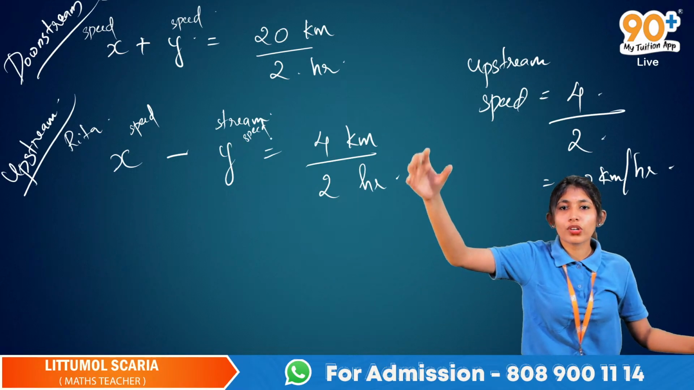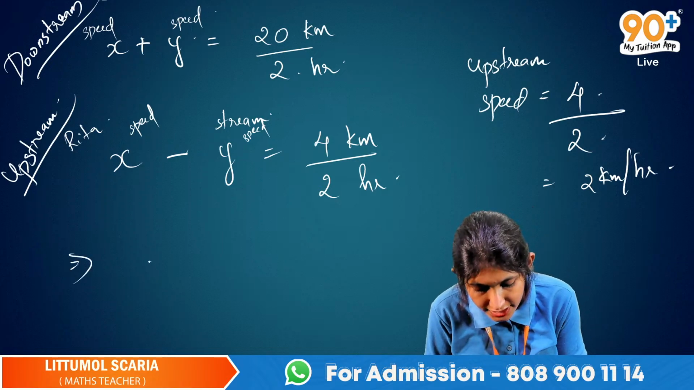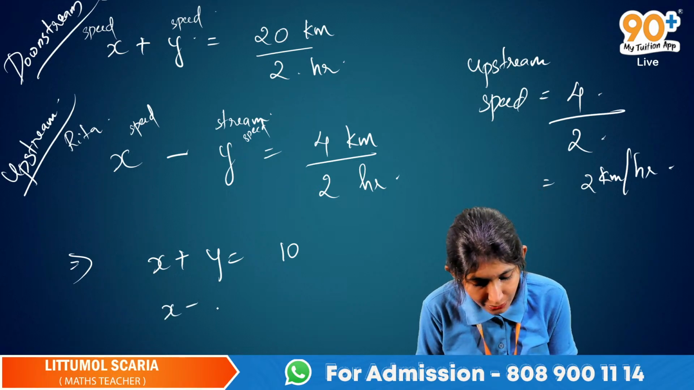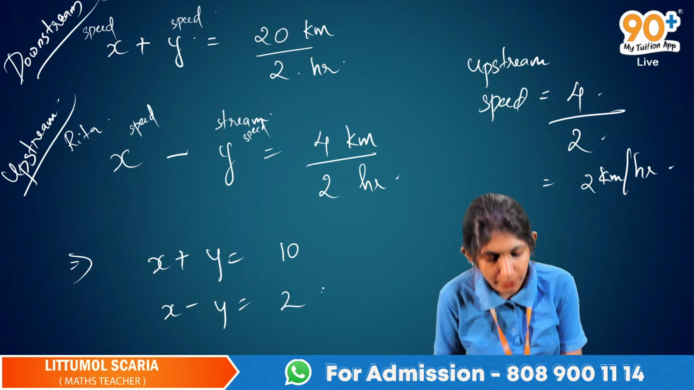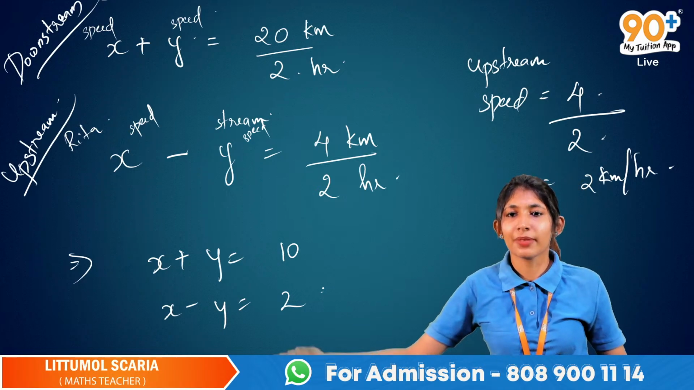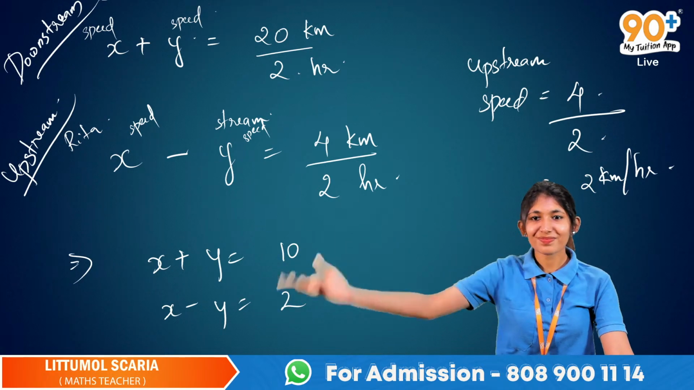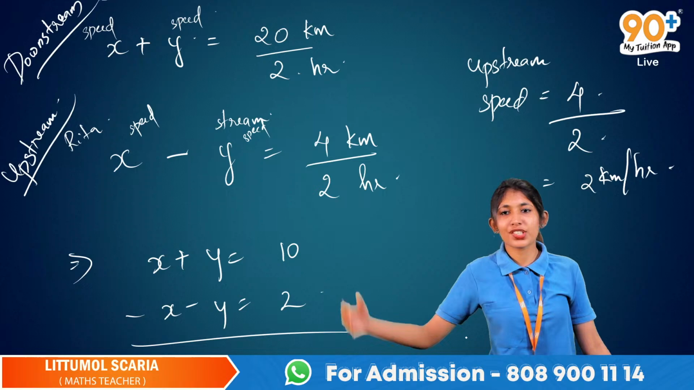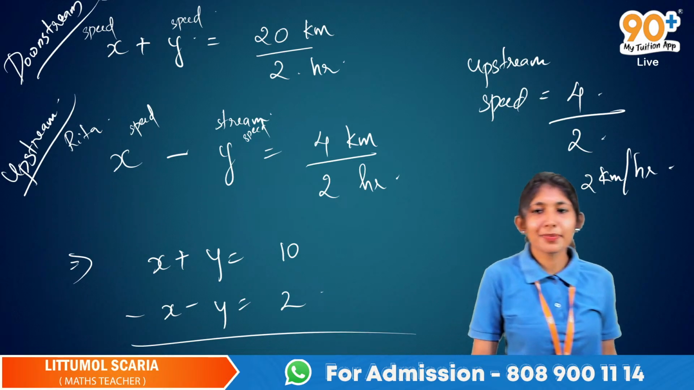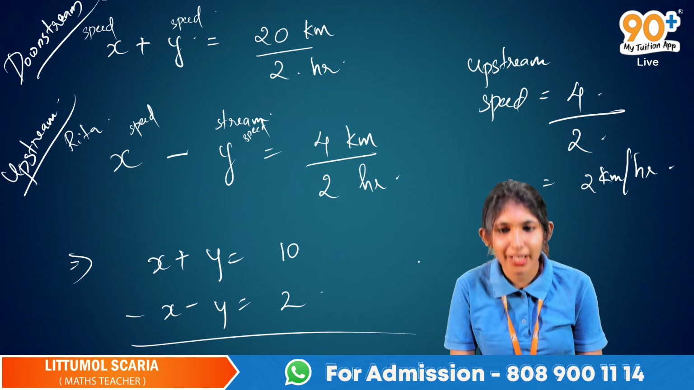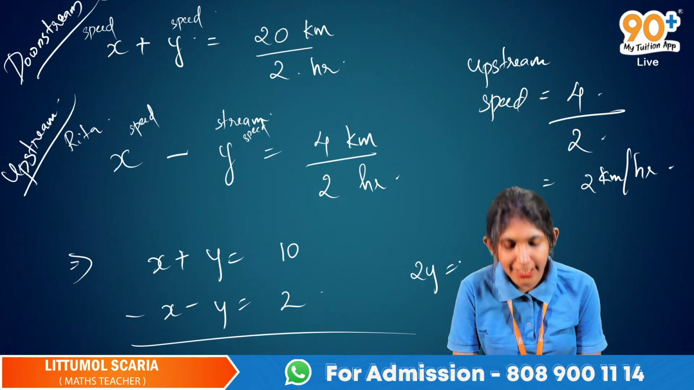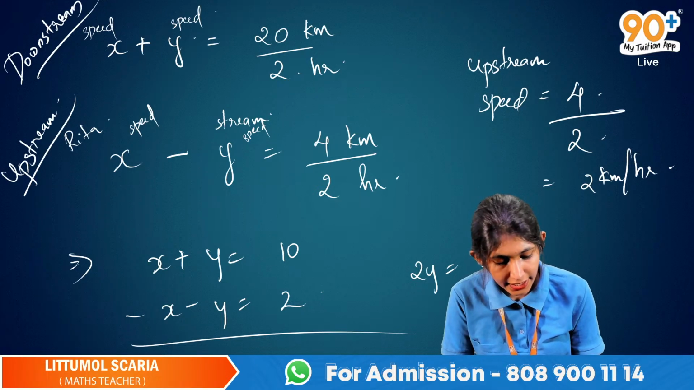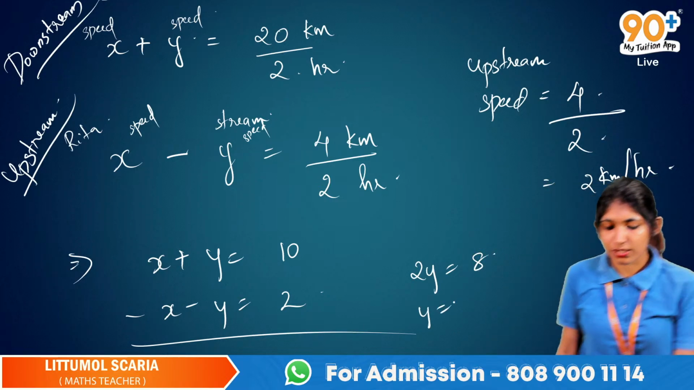She covered 4 kilometers in 2 hours. So our first equation is x plus y is equal to 10 kilometers per hour, and x minus y is equal to 4/2, that is 2 kilometers per hour. Solve this by the elimination method. No coefficients to worry about, so directly add or subtract. x minus x is 0, y plus y is 2y, which is equal to 10 minus 2, which is 8. Hence y is equal to 8/2, which is 4.